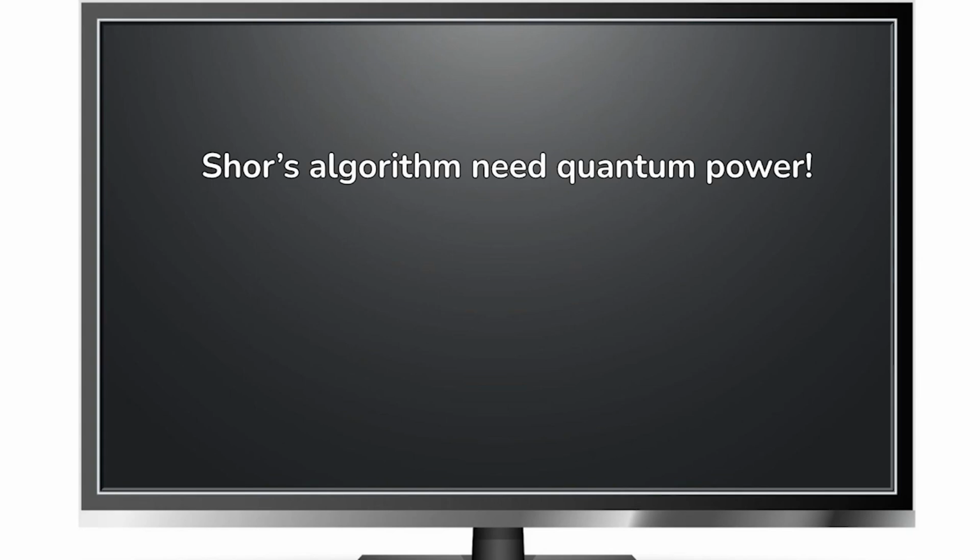In preparation, governments and companies are already developing post-quantum cryptography, new encryption methods designed to resist quantum attacks. Shor's algorithm didn't just shake up math, it reshaped the entire cybersecurity landscape.